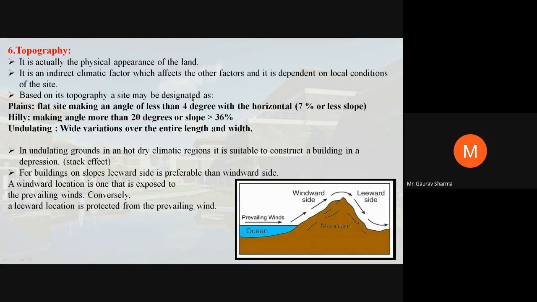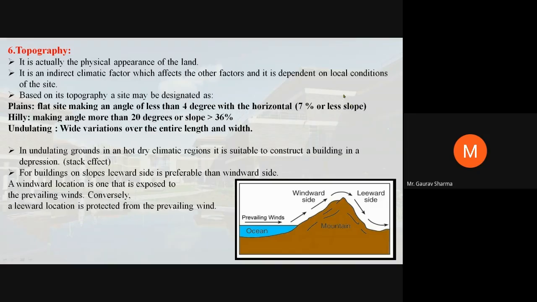So based on its topography, a site is designated. Based on the topography of the site, you divide a site into three parts, like plains, which have a flat slide site making an angle of less than 4 degrees with the horizontal. Let's say suppose there is a horizontal plane on the earth, and with that, only a 4-degree angle is there for your site.